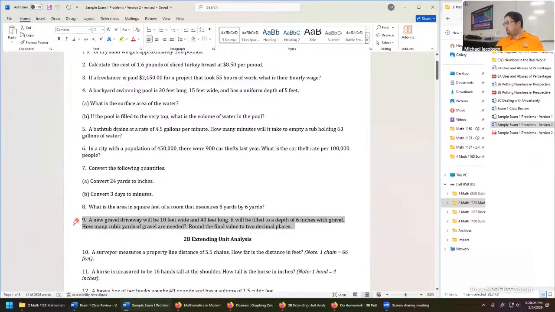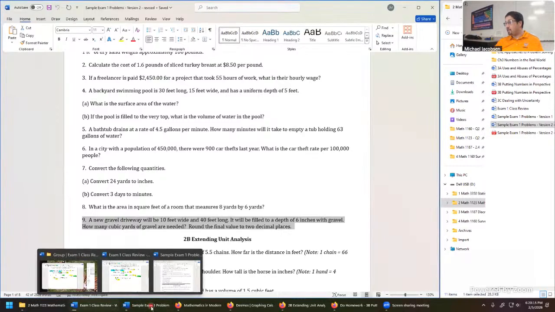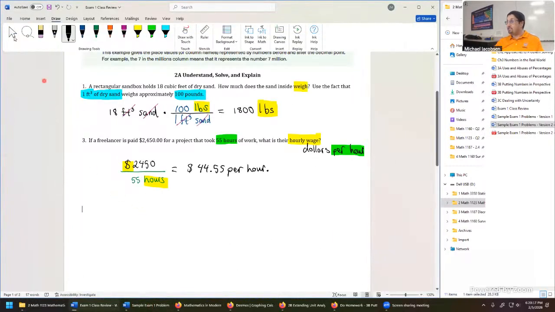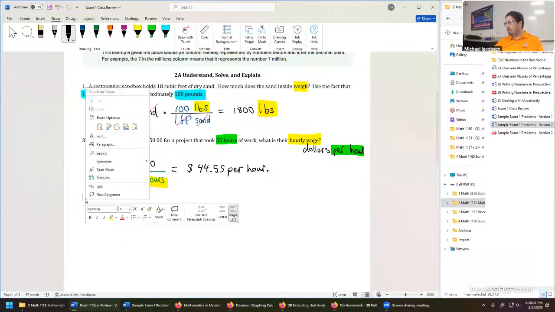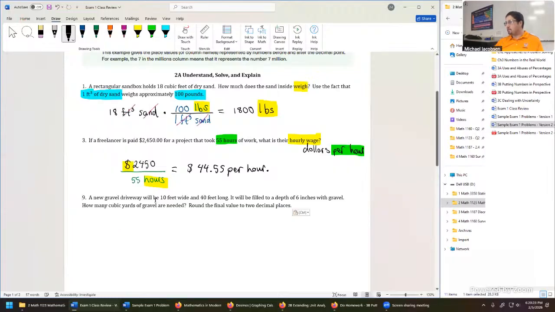And at this problem, we'll probably, let's see, this is something we want in cubic yards. So now we're probably going to use some table lookups, say the last page of the exam, to see what values we need. So here's the very next one. Let me see if I can paste that in a better way. There we go. So we have a new gravel driveway that's going to be 10 feet wide, 40 feet long.